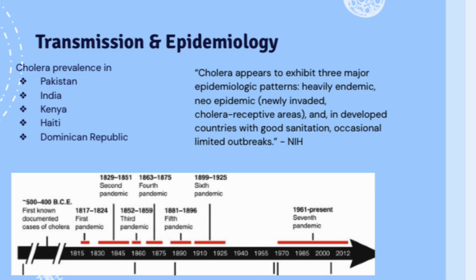Cholera is prevalent in a few countries, including Pakistan, India, Kenya, Haiti, and the Dominican Republic. Cholera has had 7 pandemics. The last pandemic began in 1961 and still continues to present day. According to NIH, the National Institutes of Health, cholera appears to exhibit 3 major epidemiological patterns: heavy endemic, neo-epidemic, and developed countries with good sanitation.